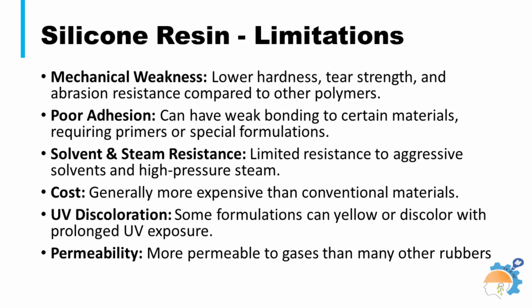Silicone resins have lower tensile, tear, and abrasion resistance than organic polymers. They are generally more expensive than alternatives. These are more permeable to gases, like oxygen, than other rubbers. Some formulations need specific high temperatures or longer cure times.